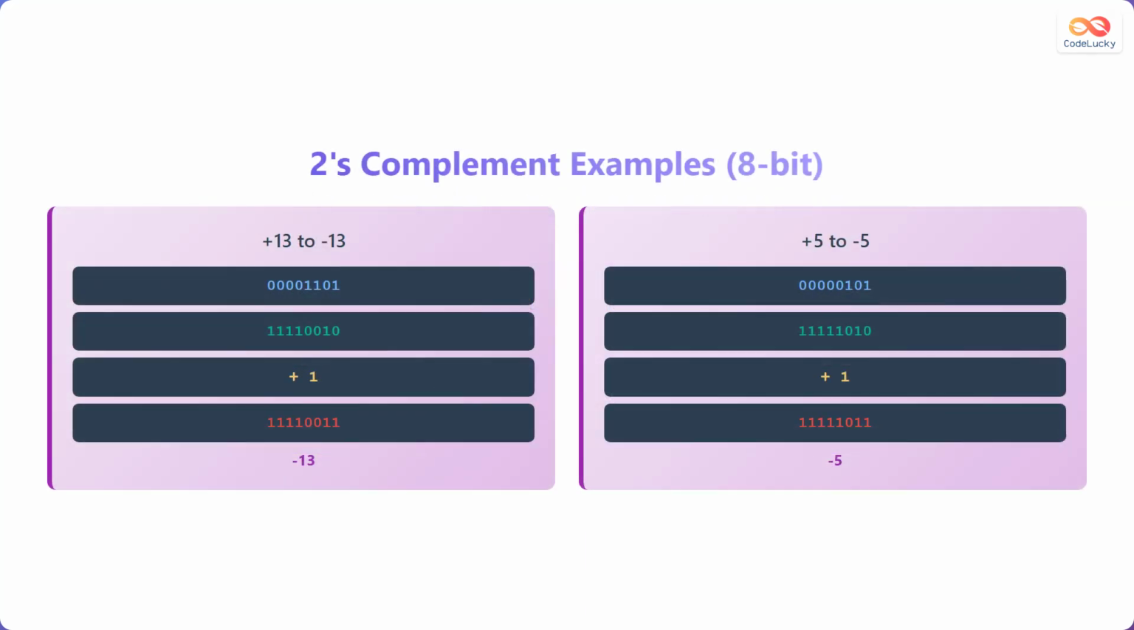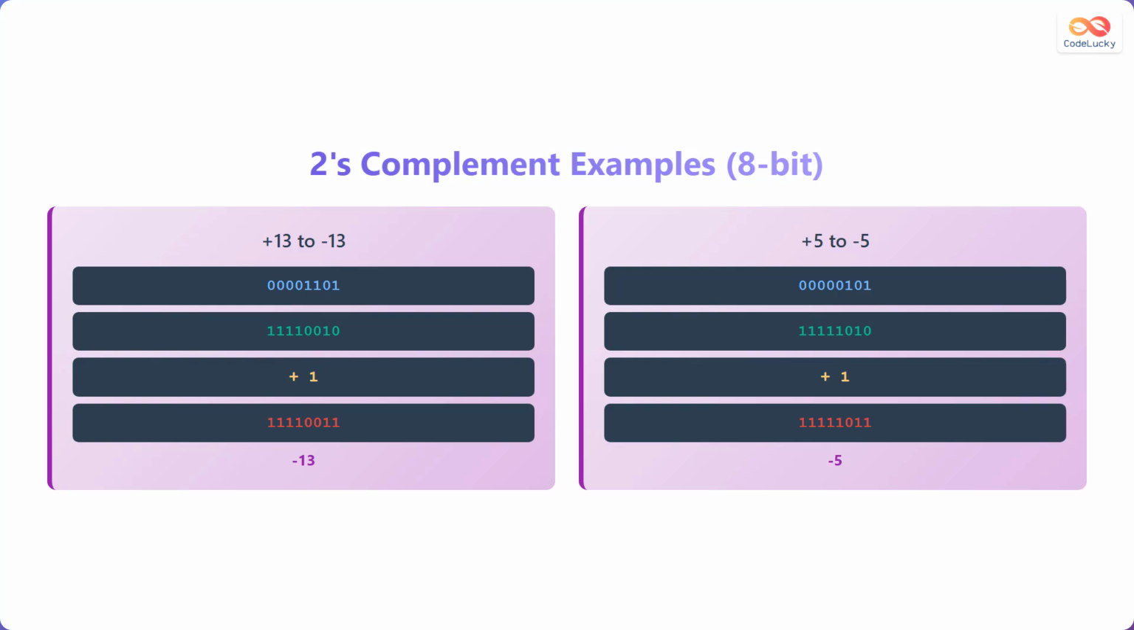Here are some examples of 2's complement representation. To convert positive 13 to negative 13, we start with the binary representation of positive 13, which is 0001101. Then we find the 1's complement by inverting all the bits, which gives us 11110010. Finally, we add 1 to the 1's complement, resulting in 11110011. This is the 2's complement representation of negative 13.